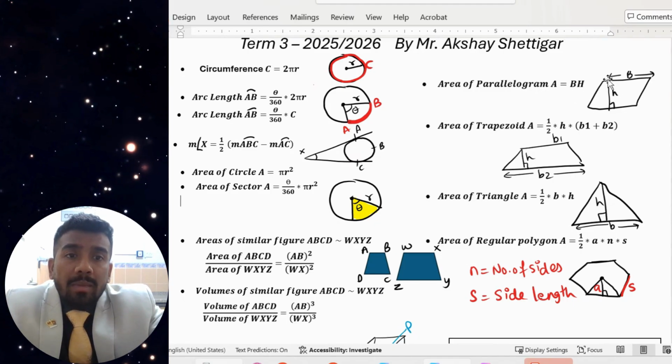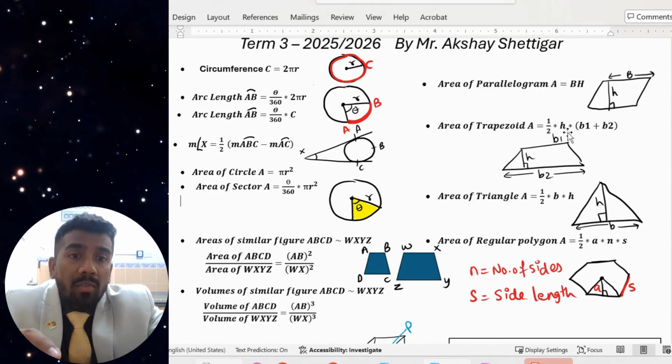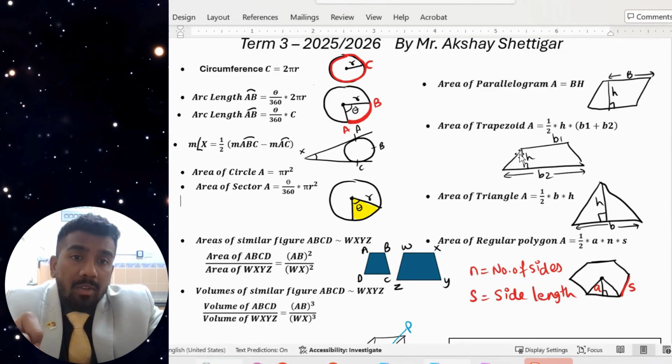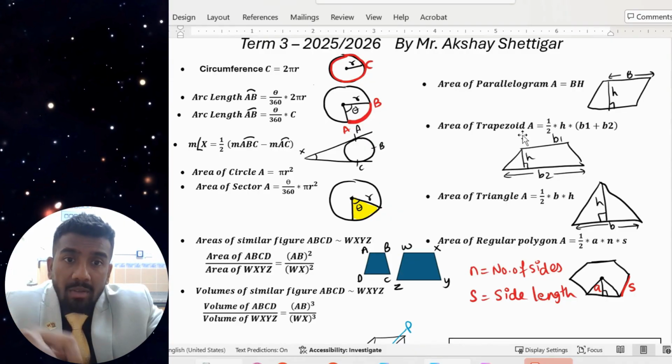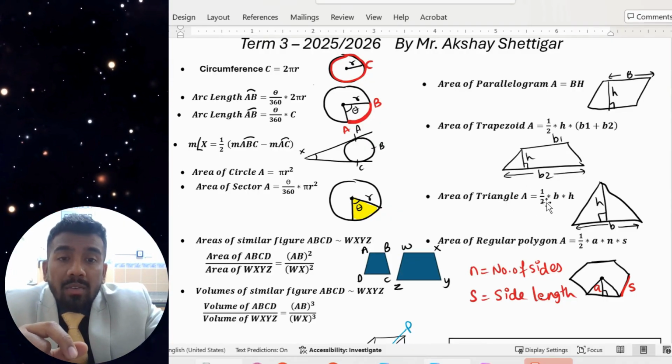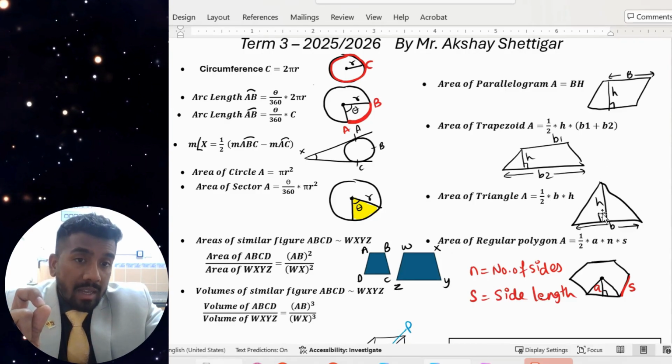So parallelogram is A equals BH. B is this side, H is the height. Trapezoid is half times H times (B1 plus B2). B1 is the upper, smaller side, and B2 is the lower side. H is the height. Area of triangle is half times B times H. That B is the bottom, H is the height.